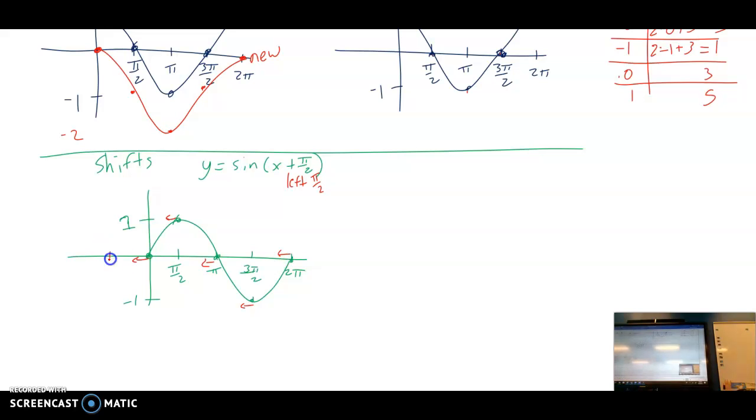So my first point is actually going to start at a negative pi over 2. Okay? And this point needs to move left, this point needs to move back, and this point needs to move back. And this is my moved function. Right? Because it tells me to move left pi over 2, so that means I am just sliding it over by pi over 2. And that's what it becomes.